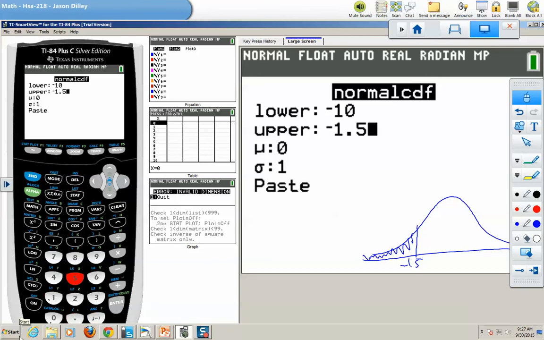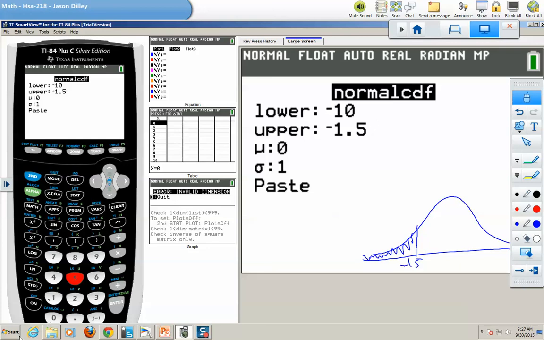If you are putting these numbers in because you don't have the wizard, the first number you put in is going to be the lower. The second number you put in is going to be the upper. The third number you put in is going to be the mean. The fourth number you put in is going to be the standard deviation. However, you only need 2 numbers.